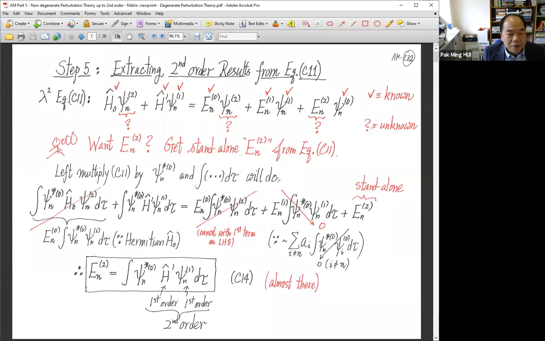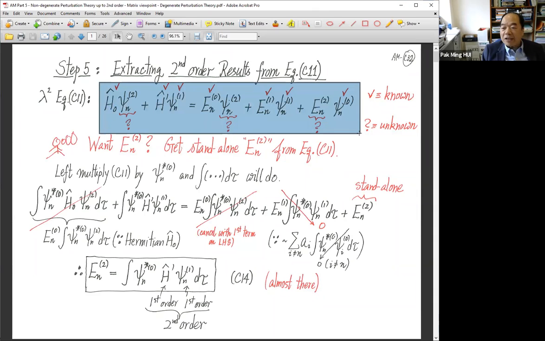So the next task is to get at the second order correction in the energy. As pointed out, this is the lambda square equation. All right, wow, looks complicated, right?